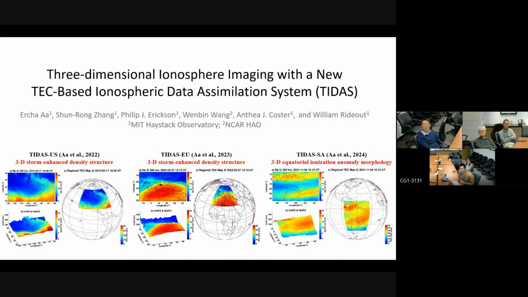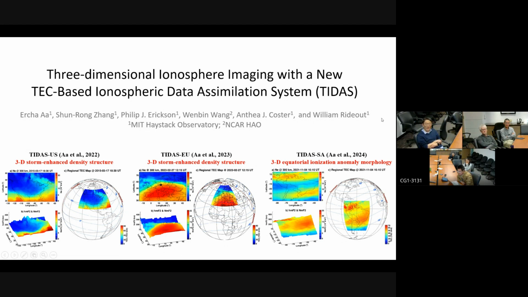Today, we are very glad to have Dr. Cha from MIT Haystack. So first, let me give a brief introduction about our speaker. Dr. Cha is a research scientist at MIT Haystack Observatory. He earned his PhD degree in space physics from Peking University in 2012. He then worked at the Chinese Academy of Sciences and the University of Michigan, respectively. And he joined MIT Haystack Observatory in 2019.